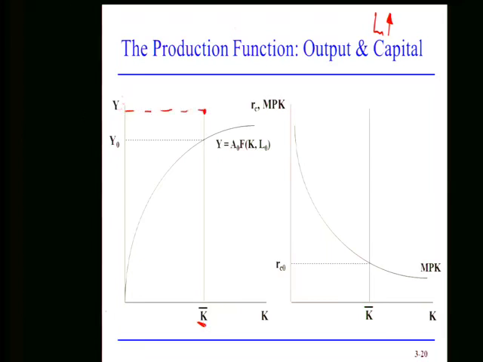Now that would be true for every level of capital. K bar is just the one we identified on this axis. But it's also true that if we have no capital, we can produce nothing. So we have to start at the origin. And what's happened here is the entire production function has rotated higher. So this is not a shift in the production function. It is a rotation of the production function.